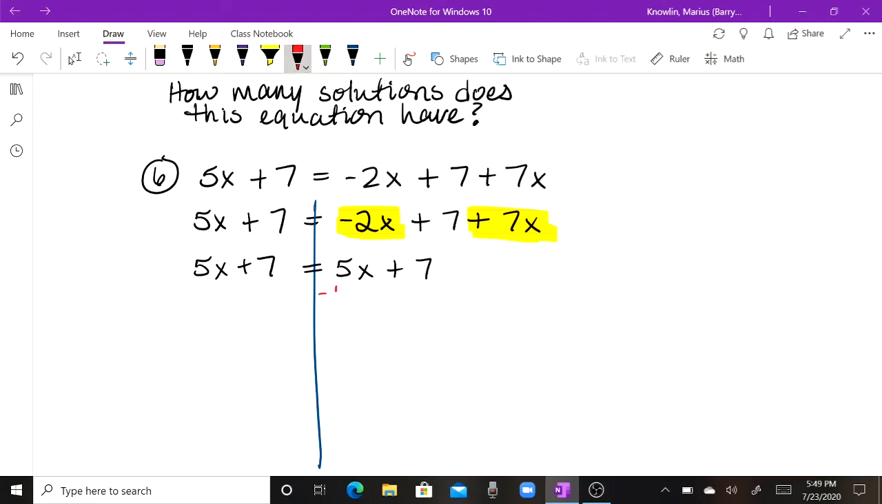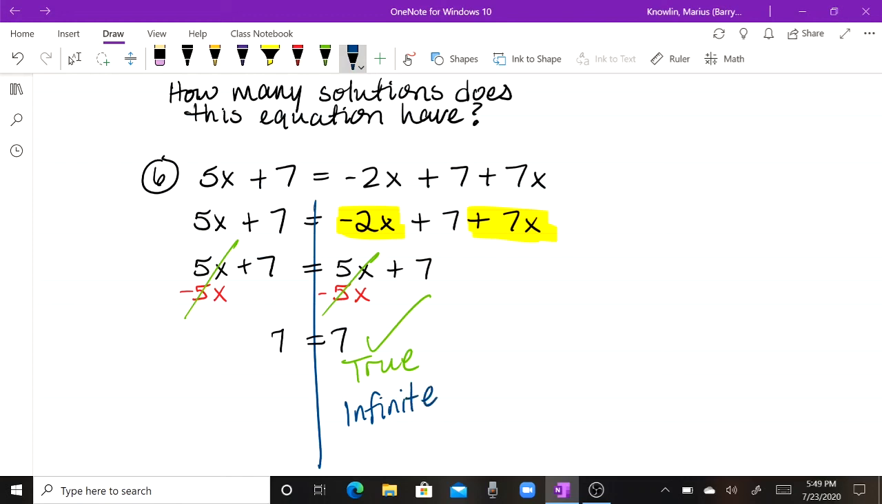As we continue, we'll go ahead and group our like terms together by subtracting 5x from both sides. The 5x's cancel out, and we're left with 7 equals 7. And we know this to be a true statement, which means when both sides are exactly equal to each other, this is infinite many solutions.